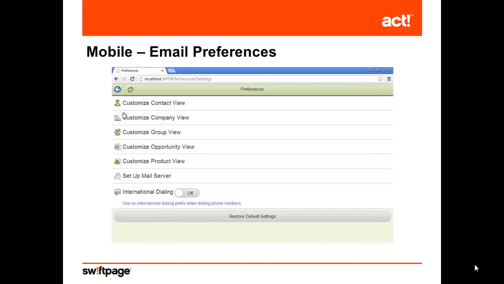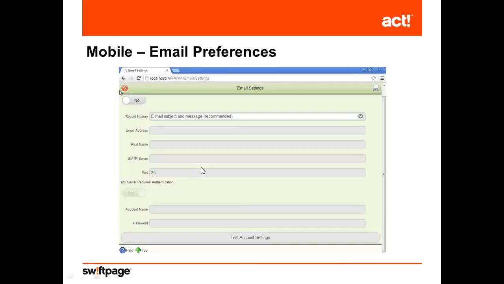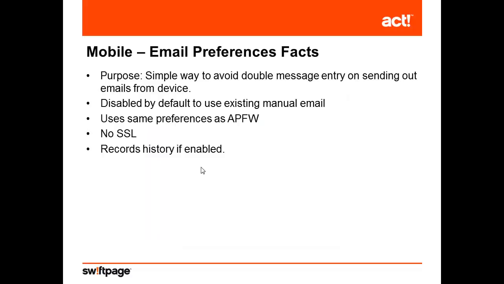Mobile email lets you set up Act Premium Mobile to send email on your behalf. This enables you to compose a message within Act Premium Mobile and record it to history, unlike sending an email from your native mail application on a smartphone, which does not. It uses the same preferences as Act Premium for web. It does not support SSL, and as long as history recording is enabled, this will attach email to your database.